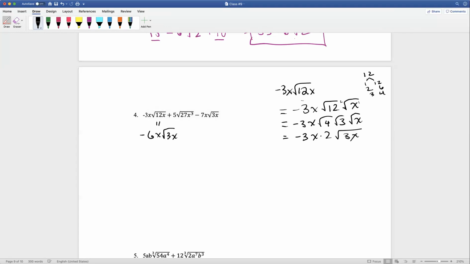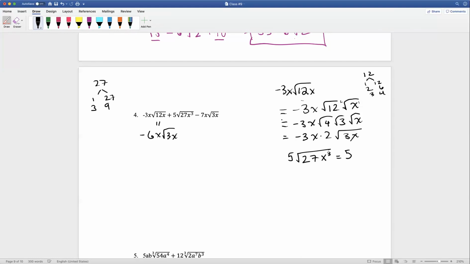Well, let's take a look at these next two terms and see what we can do in terms of simplifying them. We have 5 times the square root of 27x cubed. I'm going to rewrite it over here. So 5 square root of 27x cubed. Okay, so we can rewrite this as 5. Now, let's think about the square root of 27. Let's think about all the factors of 27. We have 1, 27, we have 3 and 9. 4, 5, 6, 7, 8 don't go into it.